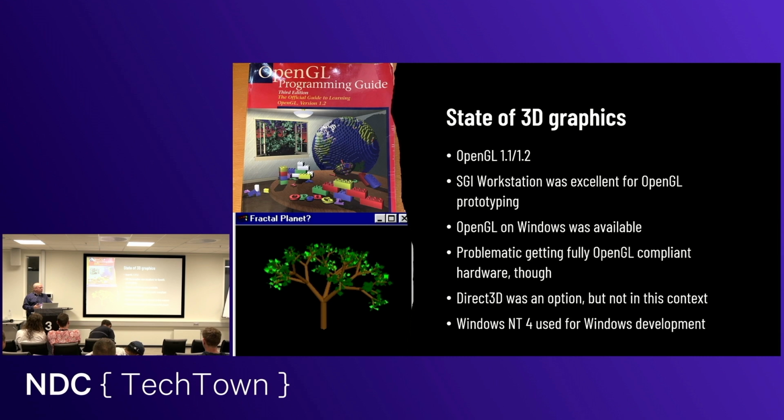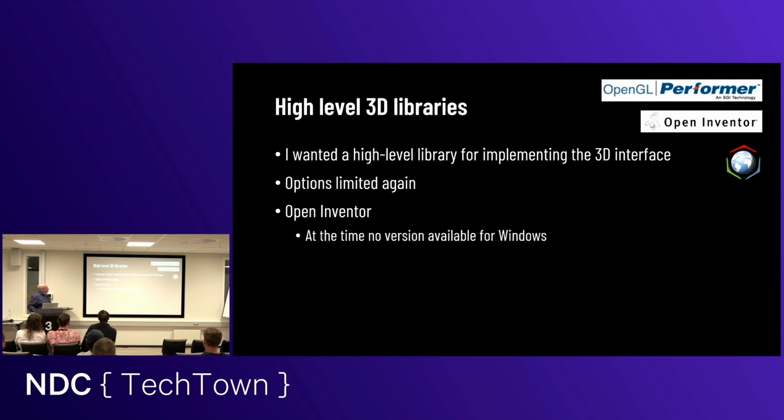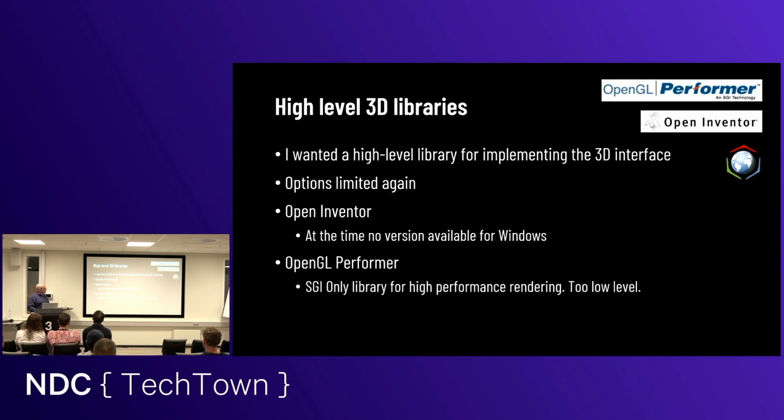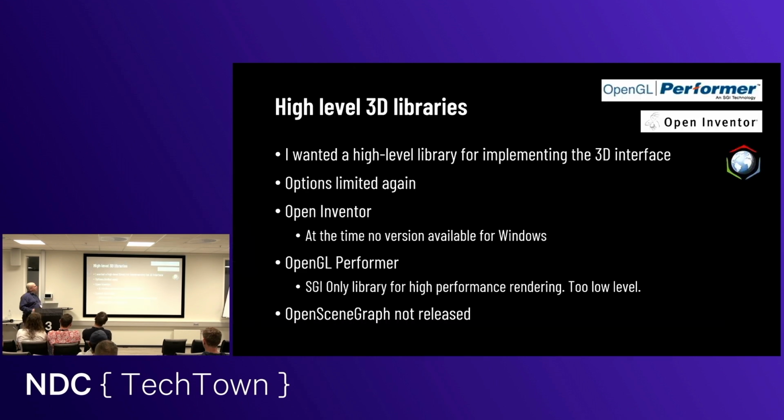I didn't want to code everything. I really did want to have some kind of 3D library to work with. And at the time, options were limited again. Open Inventor was a C++ library from Silicon Graphics, and you come back to this again: no version for Windows. OpenGL Performer was only for SGI machines, and really a bit too low level, but also it was hard to get on other platforms. OpenSceneGraph was not released yet. So yeah, that was the situation I had.